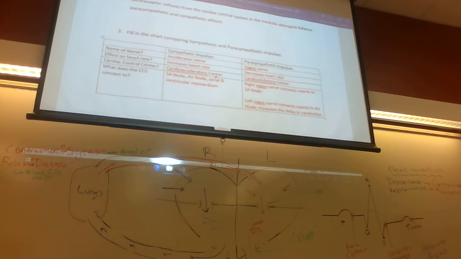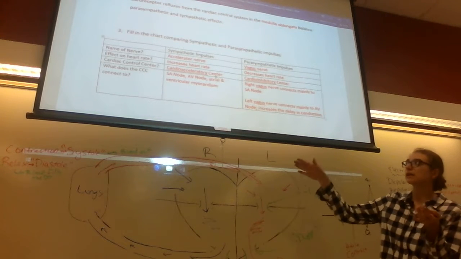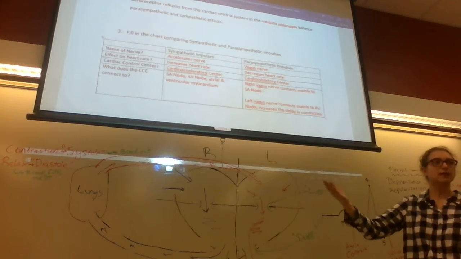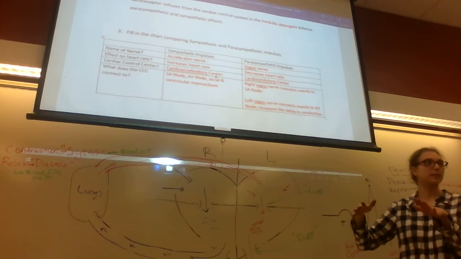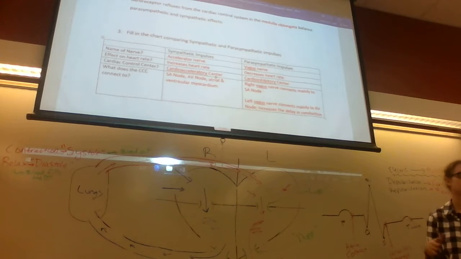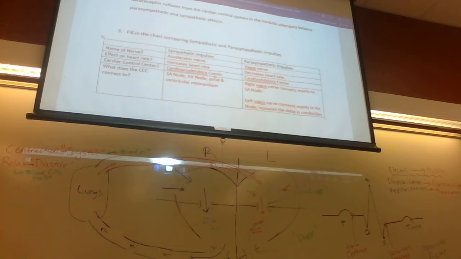And I doubt that she'll ask. She may ask about the vagus nerve. So, AV node, V, vagus. SA node, S, sympathetic, stimulate. Maybe that'll help some. But if you're in your reading, you read that they connect to both. They do connect to both. So just to make that clear.